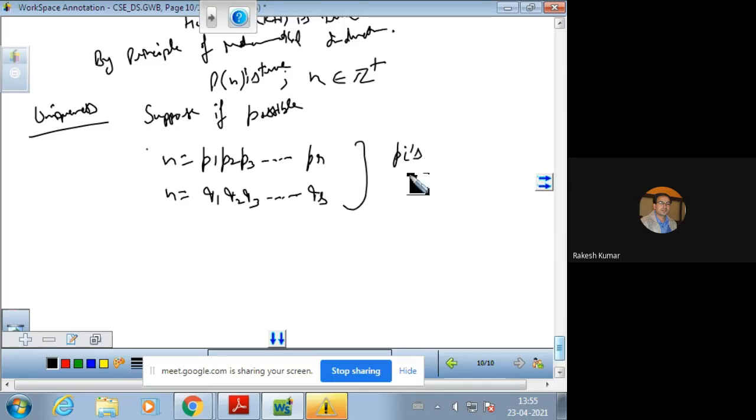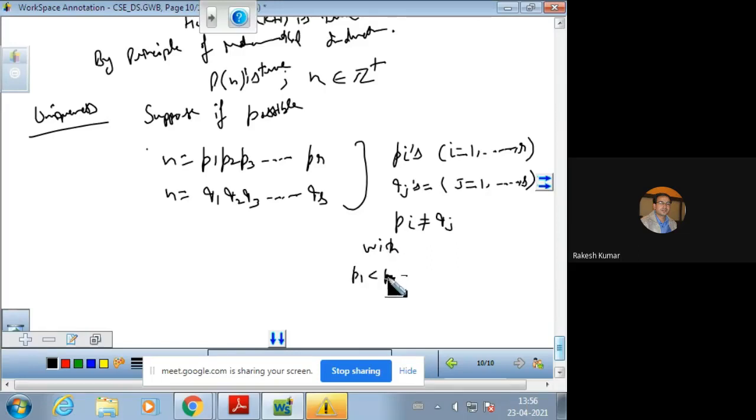Where p_i's, and your i is 1 to r, and q_j's and your j is varying from 1 to s, and together with that p_i should not be equal to q_j. साथ में ये भी लिख लीजिए p1 less than p2 less than p3 less than so on pr and q1 less than q2 less than q3 less than so on qs. ये साथ में कंडीशन है.